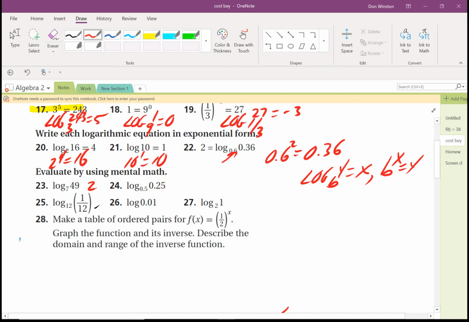Okay, 24, I'll just rewrite this. This is log base 1/2 of 1/4. 1/2 raised to what is 1/4? That's 2, because 1/2 squared equals 1/4.